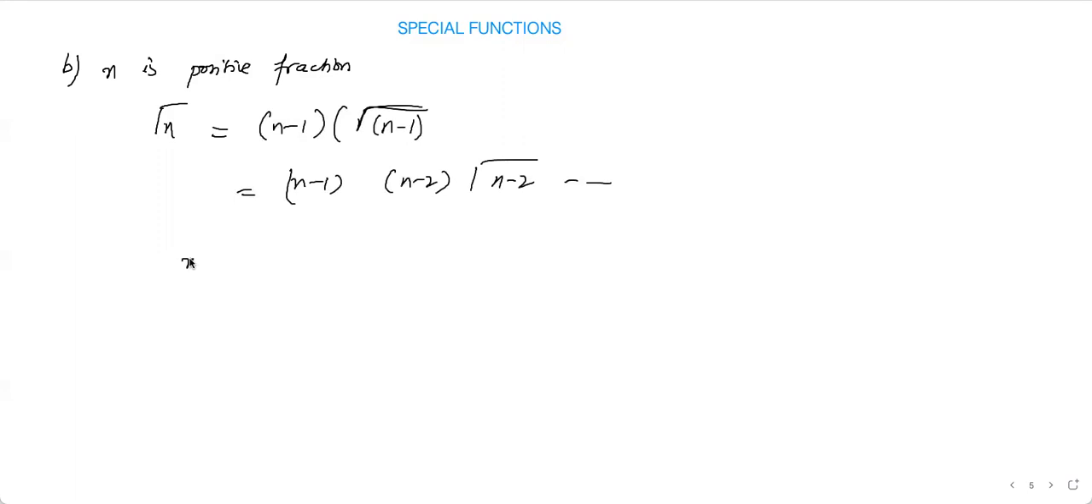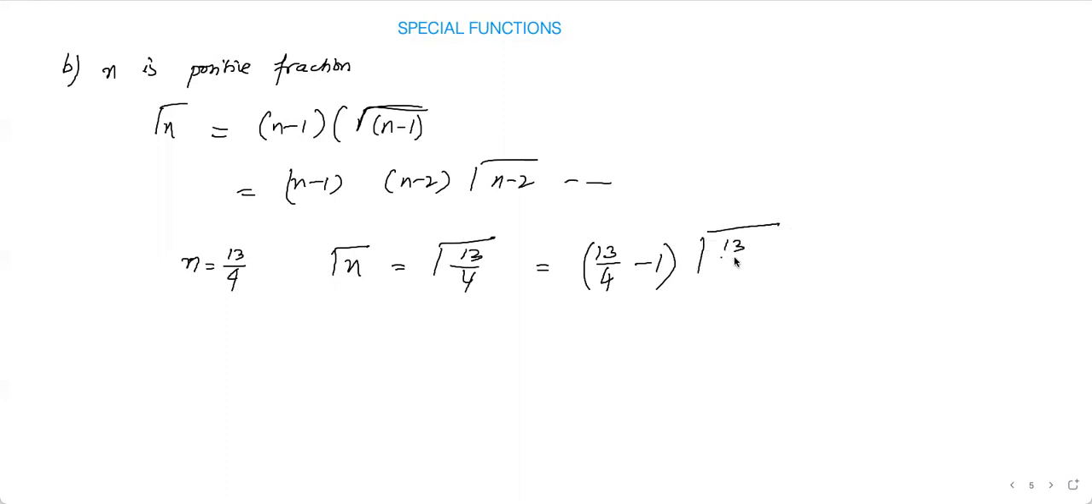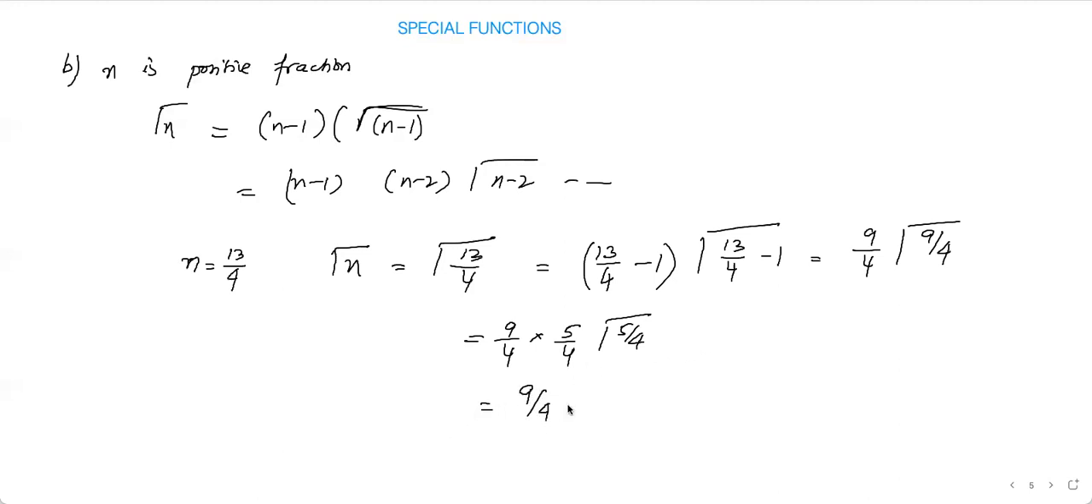For example, if you have n as 13 by 4, gamma 13 by 4 is 13 by 4 minus 1, gamma of 13 by 4 minus 1, which is equal to 9 by 4 gamma 9 by 4. Further, 9 by 4 multiplied by 5 by 4 gamma 5 by 4. Again, 9 by 4 multiplied by 5 by 4 multiplied by 1 by 4 gamma 1 by 4. So the value of gamma 1 by 4 can be obtained from the gamma function table.